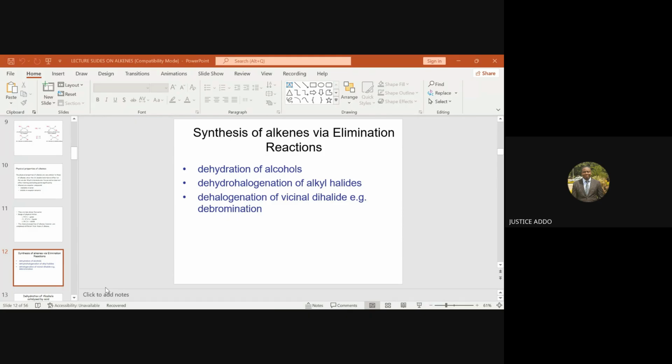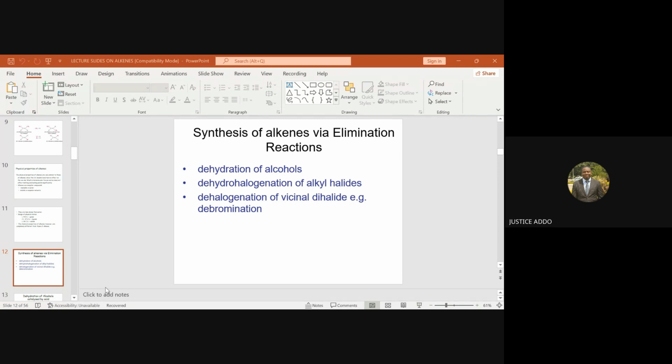So whenever we talk about reactions, there's something you are starting with. There's something, or a condition, or an atmosphere that you have to provide for that particular starting material to be transformed into what you expect, which we call the product.